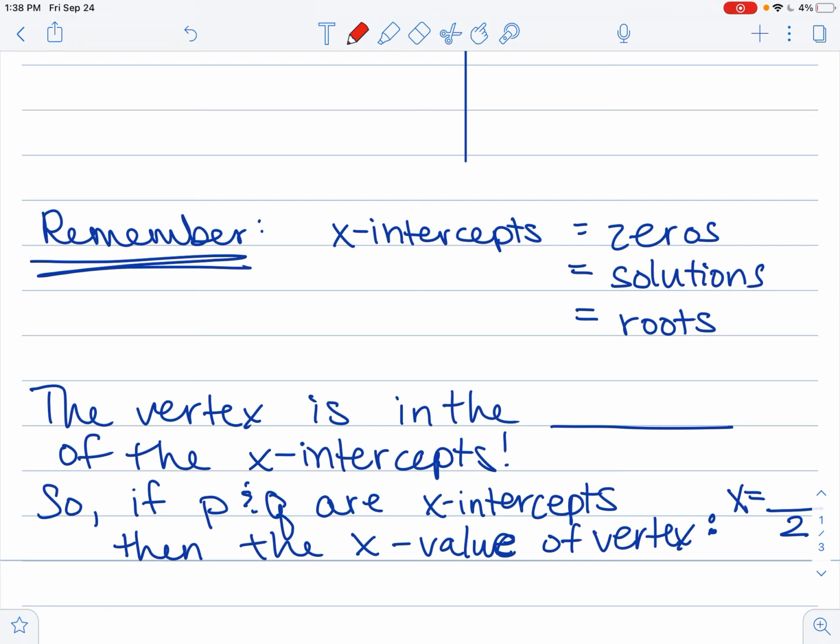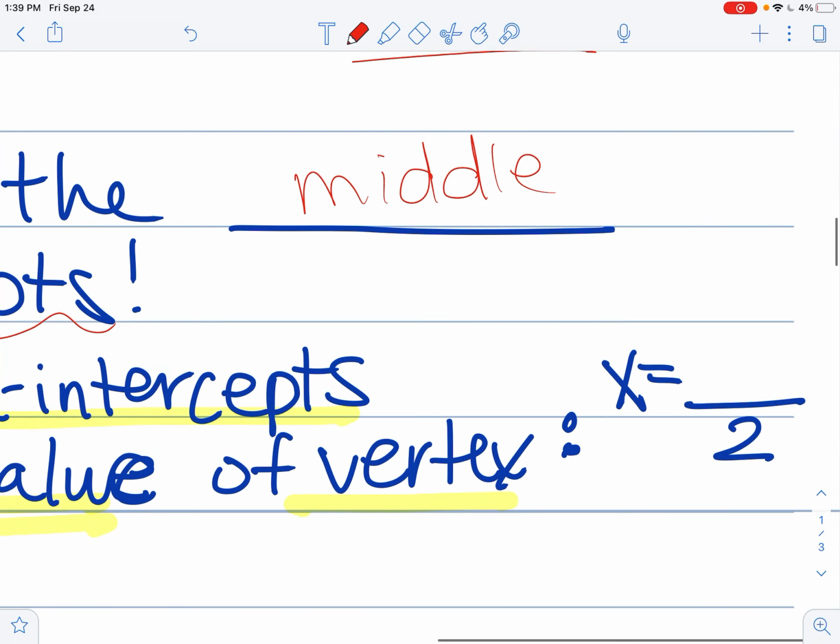All right, the last thing we're going to remember we talked about, just like we have different words for cool, we have different words for x-intercepts. It could be zeros, solutions, or roots. And the vertex of all of these is in the exact middle of the x-intercepts. So if P and Q are the x-intercepts, then the x value of the vertex is P plus Q over 2. We talked about that a little bit, but we're going to use that more as we move on.